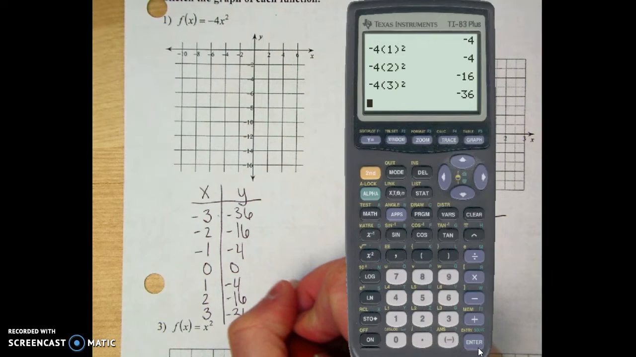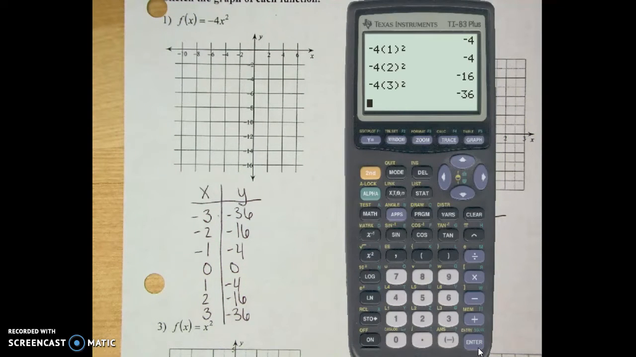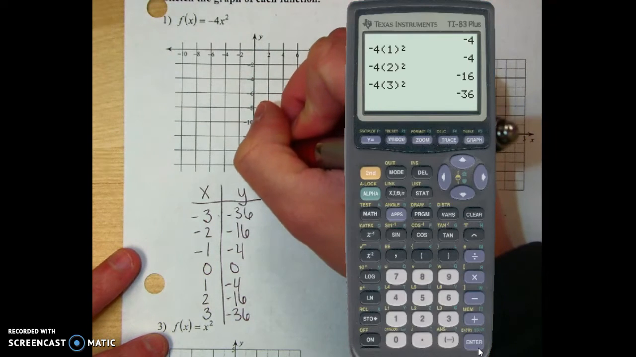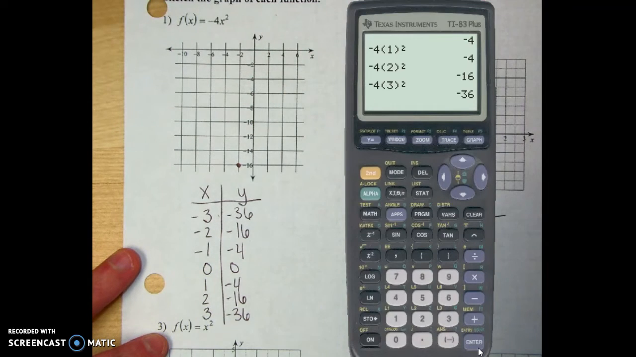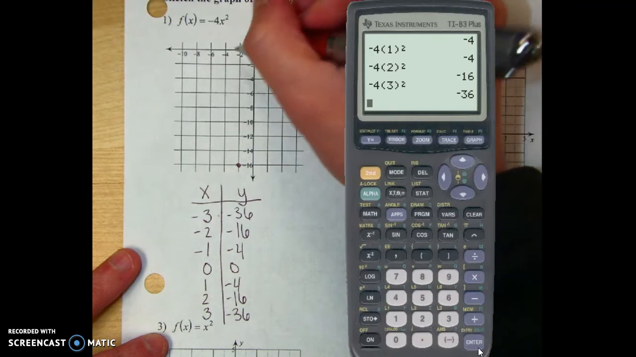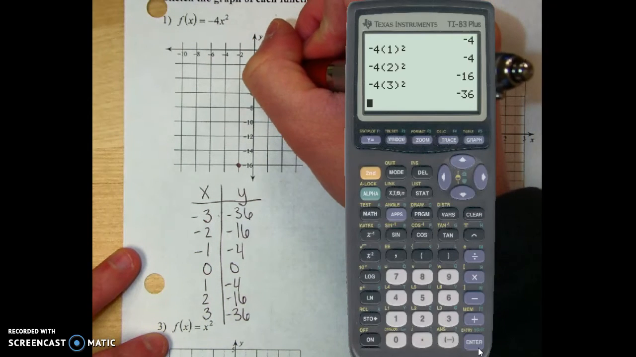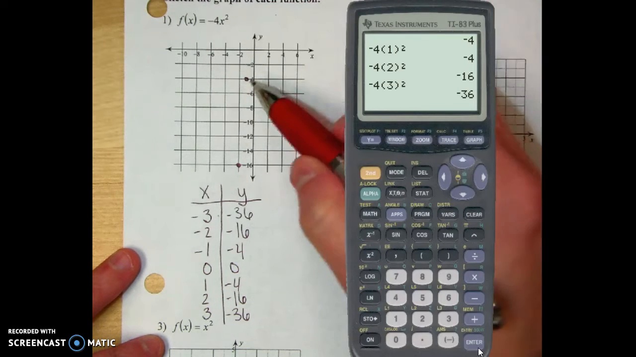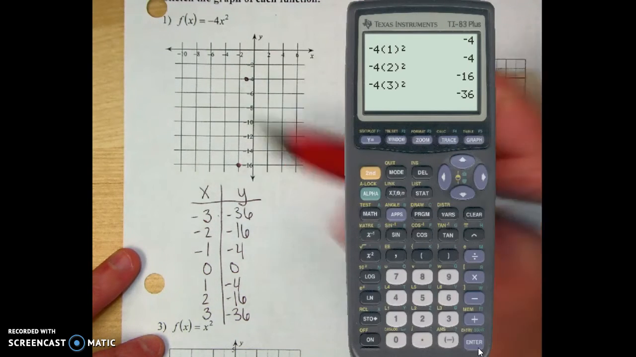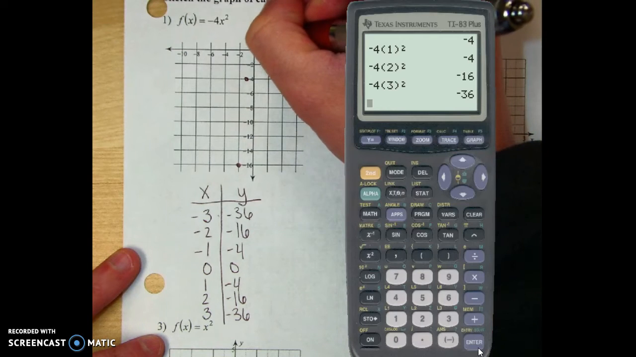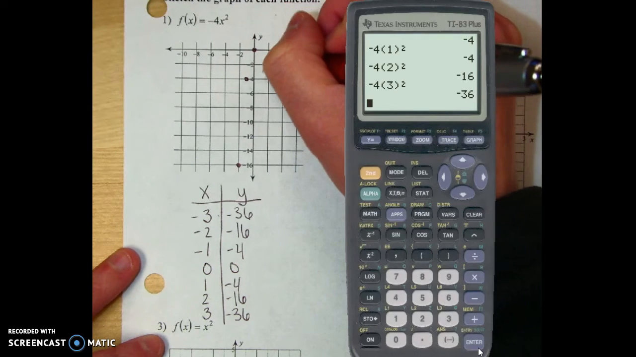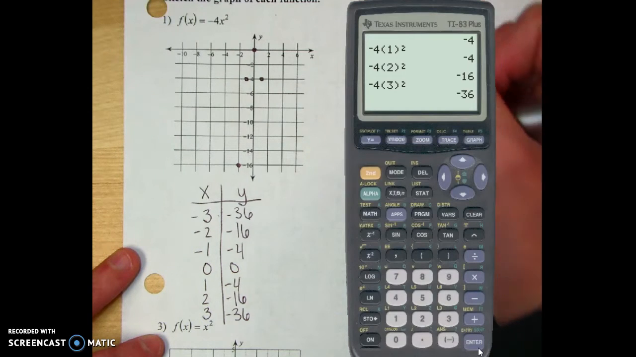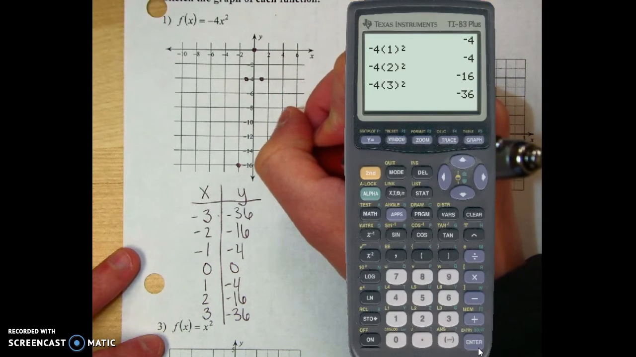Okay, so once you get all of your numbers, just graph the ones that are on the graph provided. So -2, -16 is down here. -1, -4. Now notice this graph is a little bit different because it goes by 2's. So the 1 is halfway, or the -1 is halfway between. And then 0, 0. 1, -4 should be right across from the other -4. And then 2, -16 is right here.